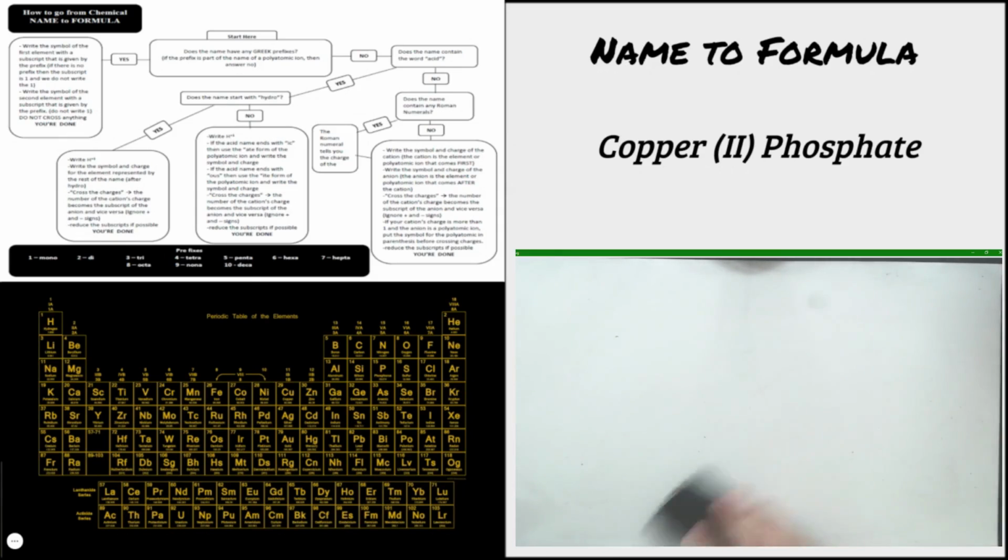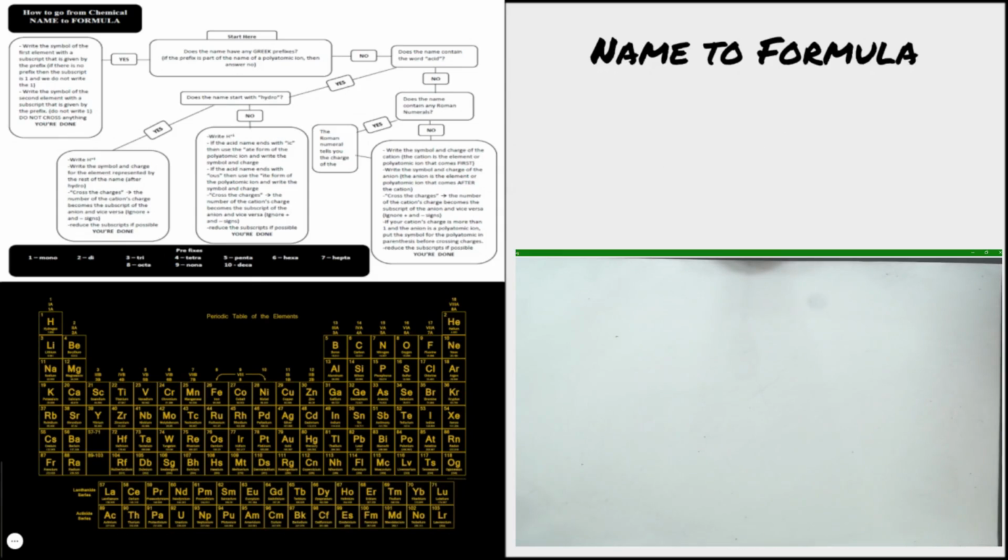We're going to keep going with some more examples, and this time we're going to get to something that's not an ionic compound. We have hydronitric acid. So does the name contain any prefixes? No. And if you're not sure, look down here on the flow chart. These are the prefixes: mono, di, tri, tetra, penta, hexa, hepta, octa, nona, deca. If it's not one of those, your answer is no. All right. Does the name contain the word acid? Yes, it does.